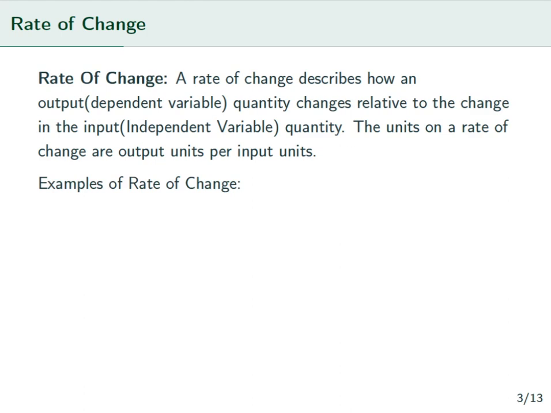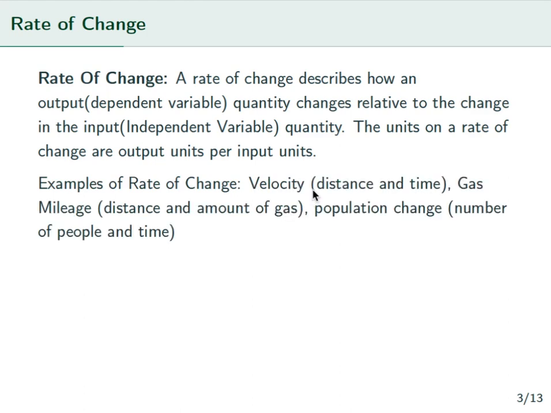So examples of rate of change. Velocity, as we saw in that introduction video, the speed of a car. Velocity relates two quantities, distance and time. Gas mileage also relates distance and amount of gas. Miles per gallon, right? Mile is a unit for distance, and gallon is the amount of gas. Another example, population change, which relates two quantities, number of people and time. And there are a lot more examples of rate of change. Okay. So rate of change is this concept that relates two quantities and how the two quantities change in relation to each other.